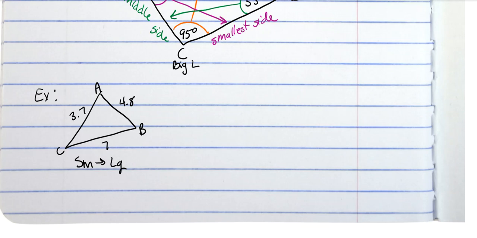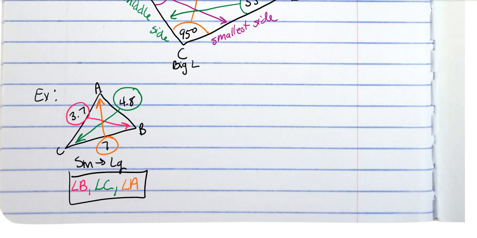So my smallest side is here. The angle across from that is angle B. And then my middle side, the angle across from that is angle C. And then my largest side is 7. The angle across from that is angle A. So my answer is BCA.